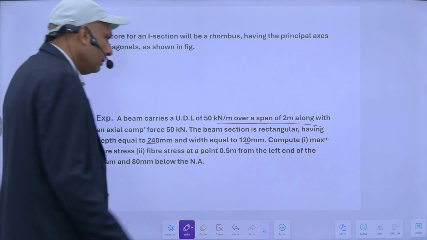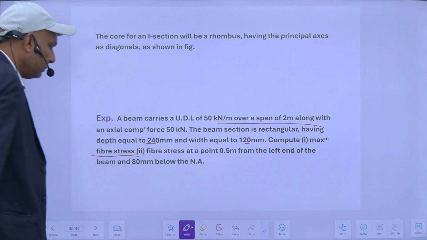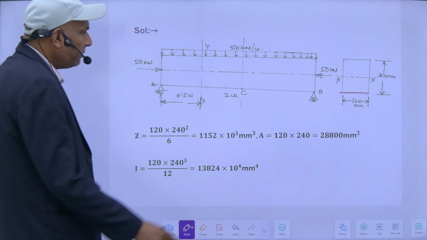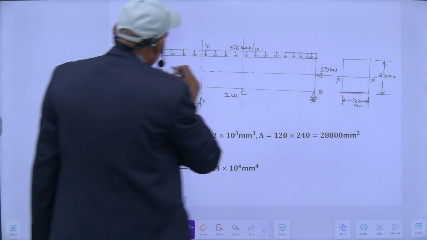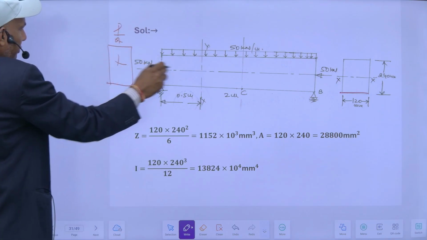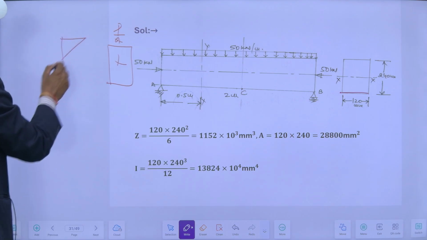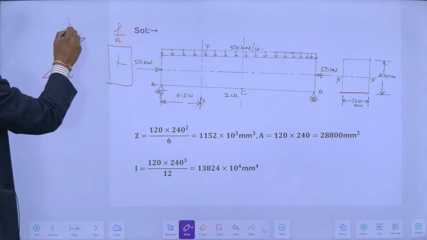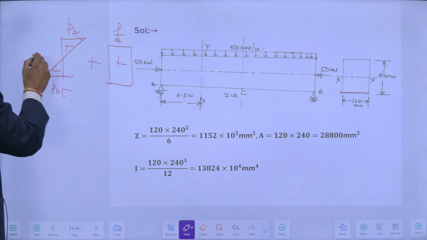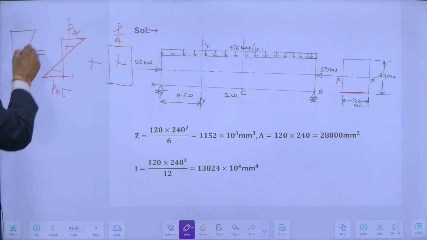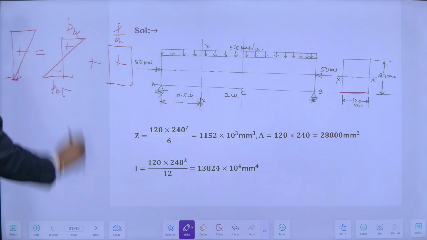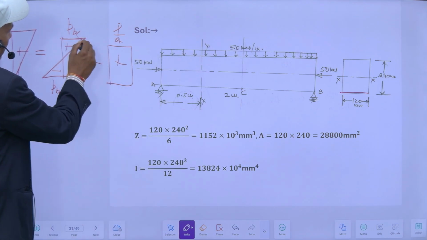I have to find out the maximum fiber stress. Number 1, the maximum fiber stress will obviously be here. One is due to direct stress, which will be P upon A, and due to bending it will be like this, compressive and tensile. So this is the bending compression, bending tension, and this plus this will be the final stress like this, compressive or maybe tensile. So this plus this. He wants to know the maximum fiber stress here.